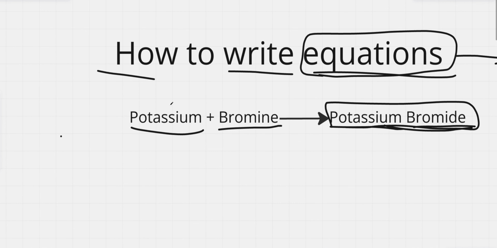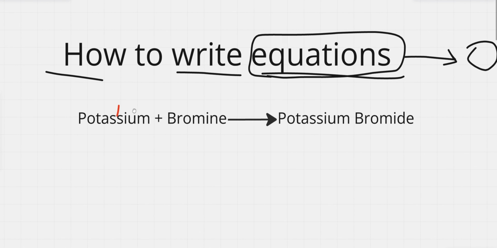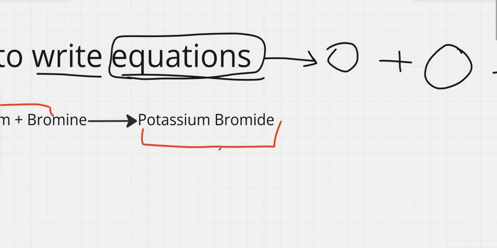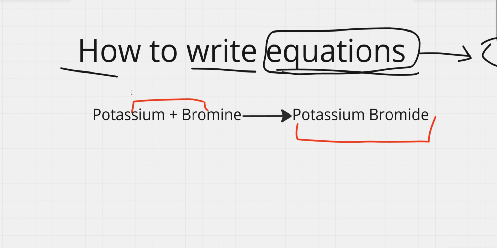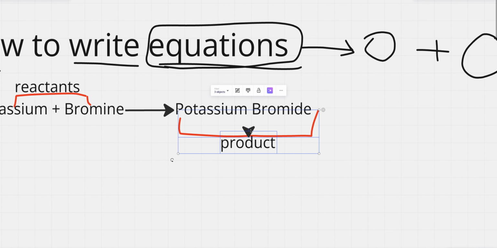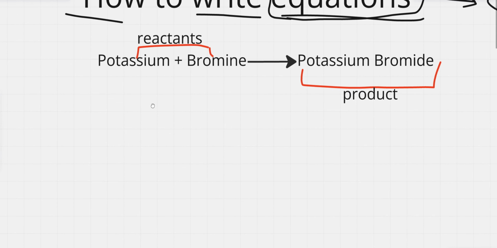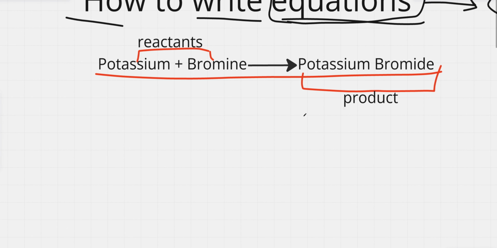This first part is called the reactants. Basically, potassium is a reactant and bromine is a reactant. Both of these are reactants, and this is the product. So potassium and bromine are reactants, and the product is potassium bromide, right? So this is an equation.